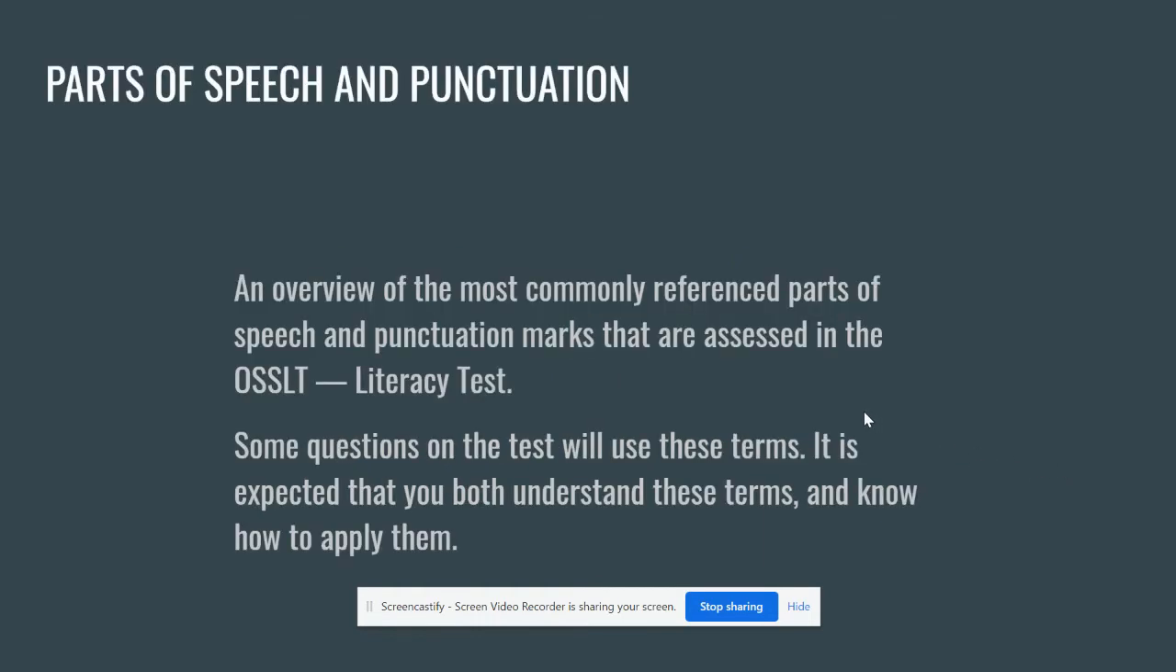So the overview is going to focus on the commonly referenced parts of speech and punctuation marks that are assessed in the OSSLT. So some questions on the test will use these terms, and it's expected that you both understand these terms and know how to apply them.